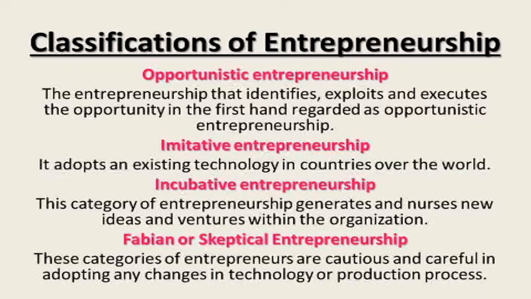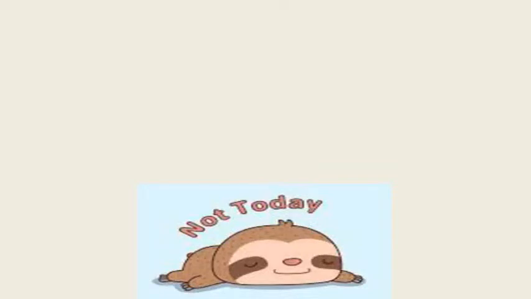So for the skeptical or Fabian, this category of entrepreneur is cautious and careful in adopting any changes in technology or production process. They are very cautious. They don't just take it. They take it after realizing now this is the extreme and you have to change. So they are skeptical, or they don't want to change according to the changes that come along with the market, the customer behavior, and other nature.